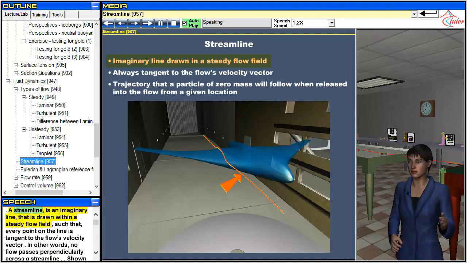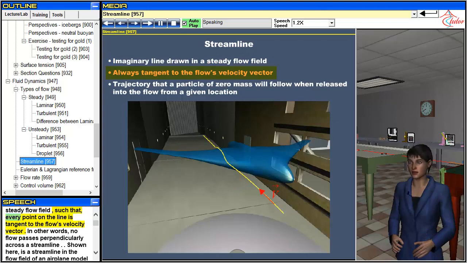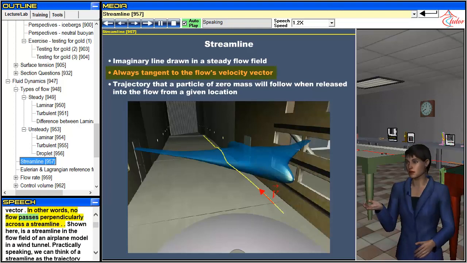A streamline is an imaginary line that is drawn within a steady flow field, such that every point on the line is tangent to the flow's velocity vector. In other words, no flow passes perpendicularly across a streamline.